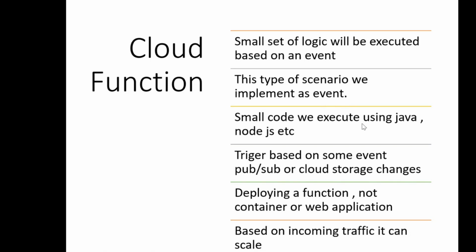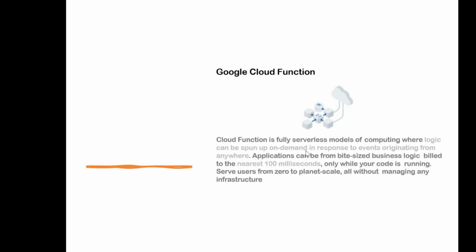Small code we execute using Java, Node.js, etc. It is triggered based on some event, such as Pub/Sub or Cloud Storage changes. We are deploying a function, not a container or a web application. Based on incoming traffic, it can scale. Okay, there are some properties here, but you will get a clearer idea once you execute some Cloud Function.